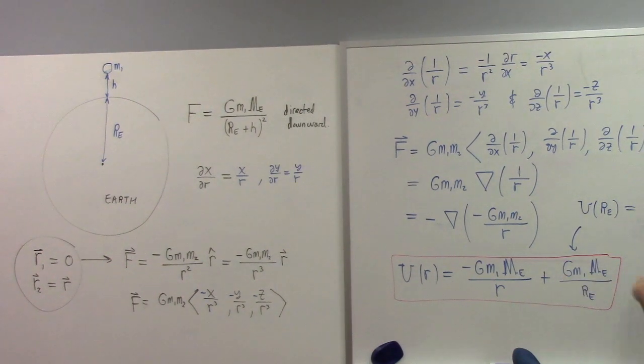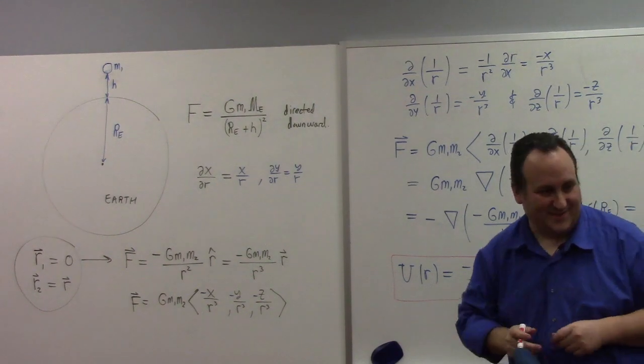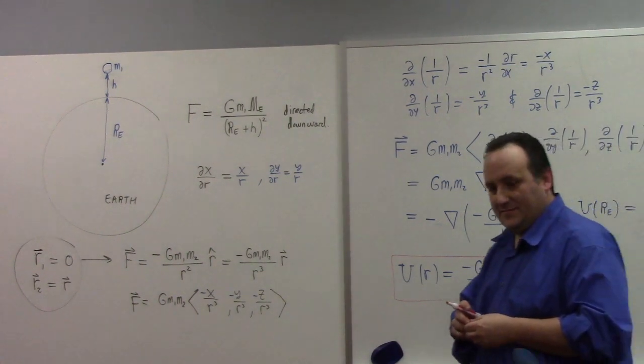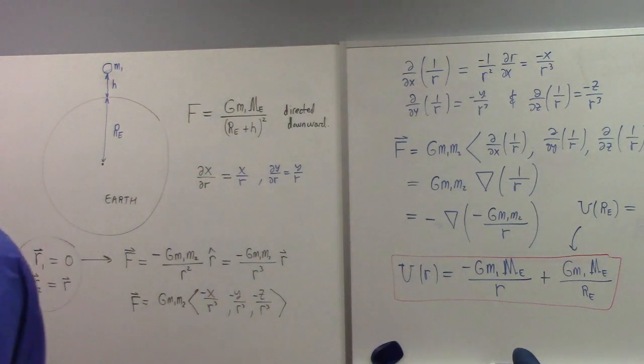So if you take this, you're looking at U of the radius of the Earth plus the radius of the Earth. Don't know how that happened. All right. It's all good. Although you guys know I'm easily distracted, so this is on you.